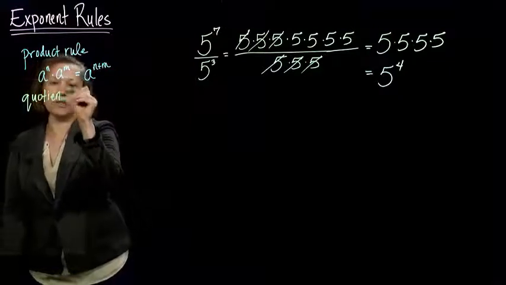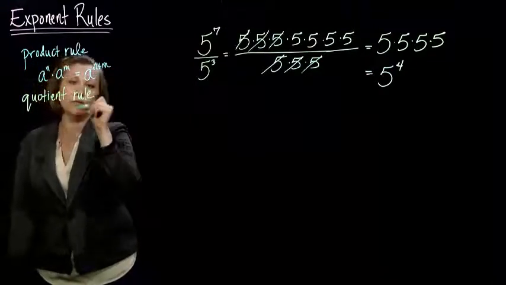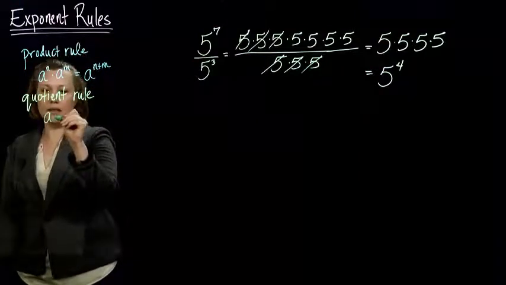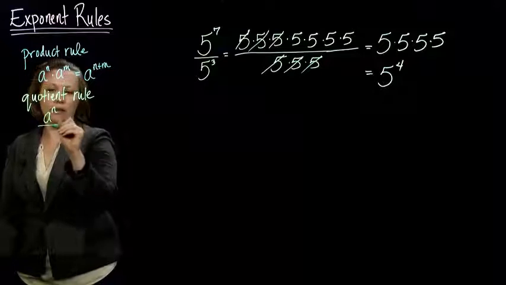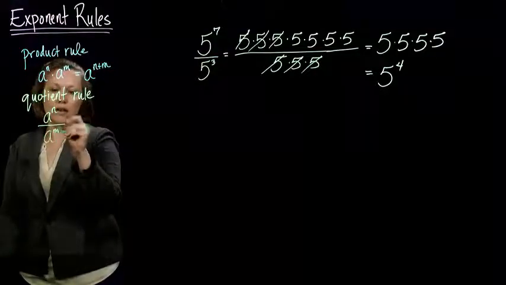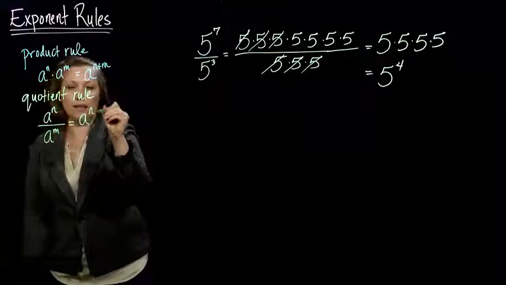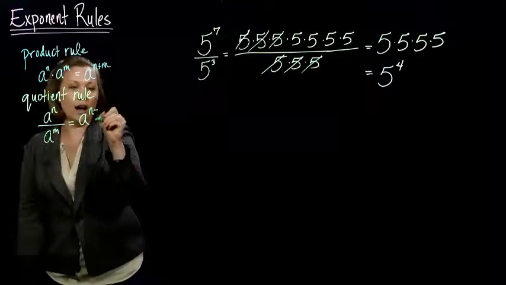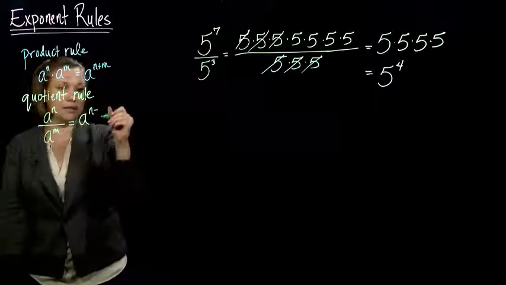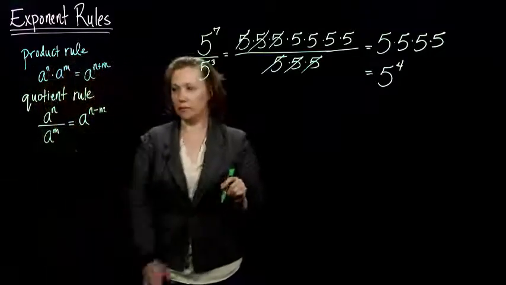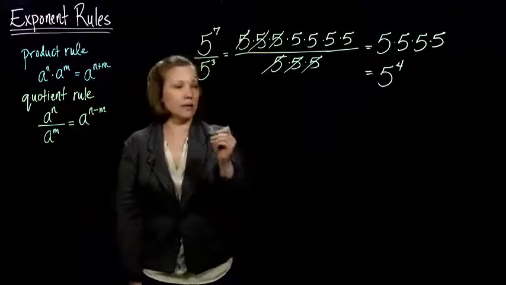Quotient in math just means to divide, right? So the quotient rule says if you've got a to the n over a to the m, we can simplify that by taking the exponent on the top. It's really important that the top one comes first, and subtracting the exponent on the bottom. So how could we use this?